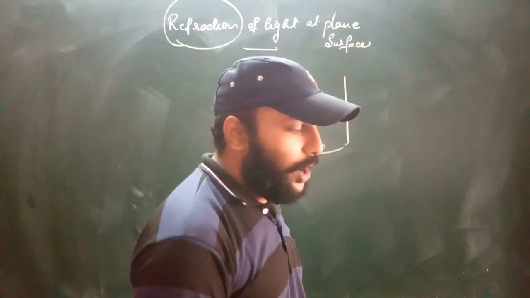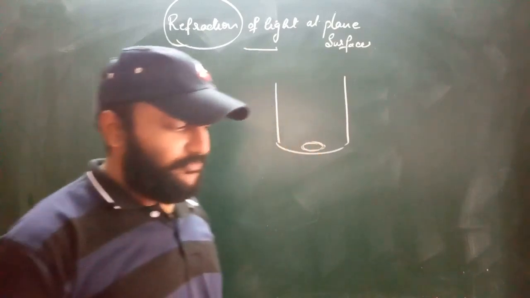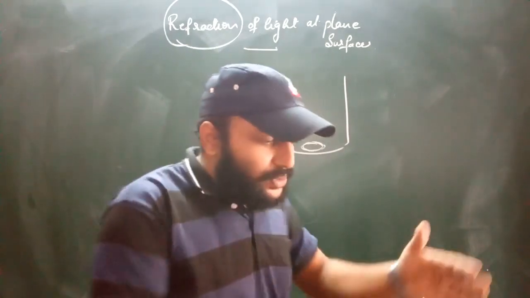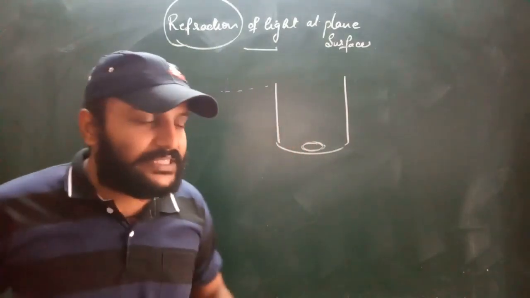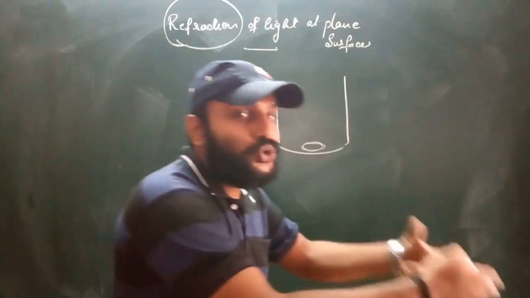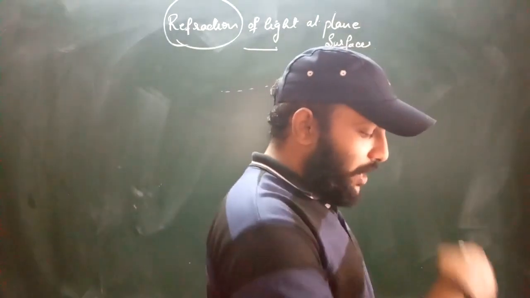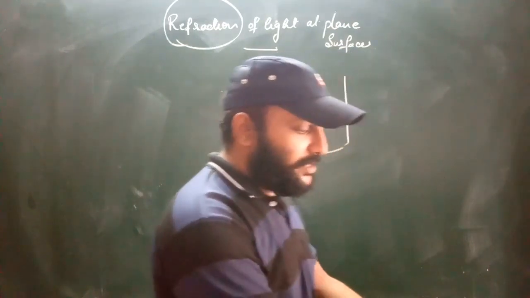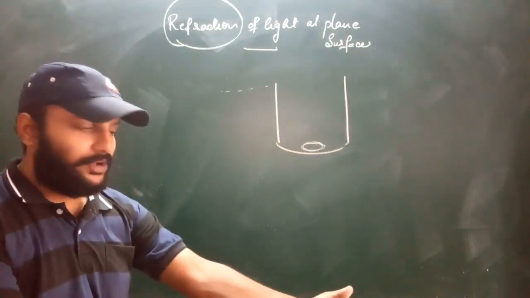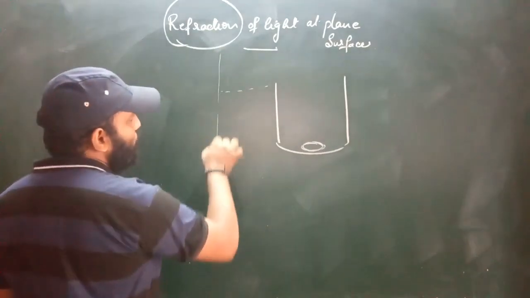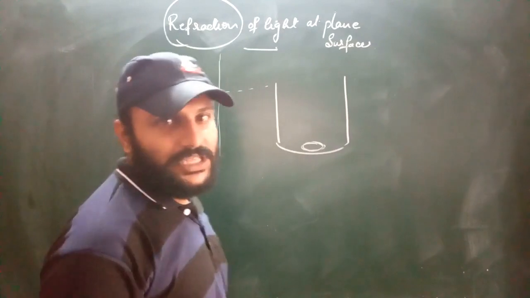Now I start moving away from the vessel. Till what distance will I keep moving away? Until I am unable to see the coin in the vessel. When I am near the vessel, I can see the coin very clearly. When I start moving away, at one distance I will be unable to see the coin.